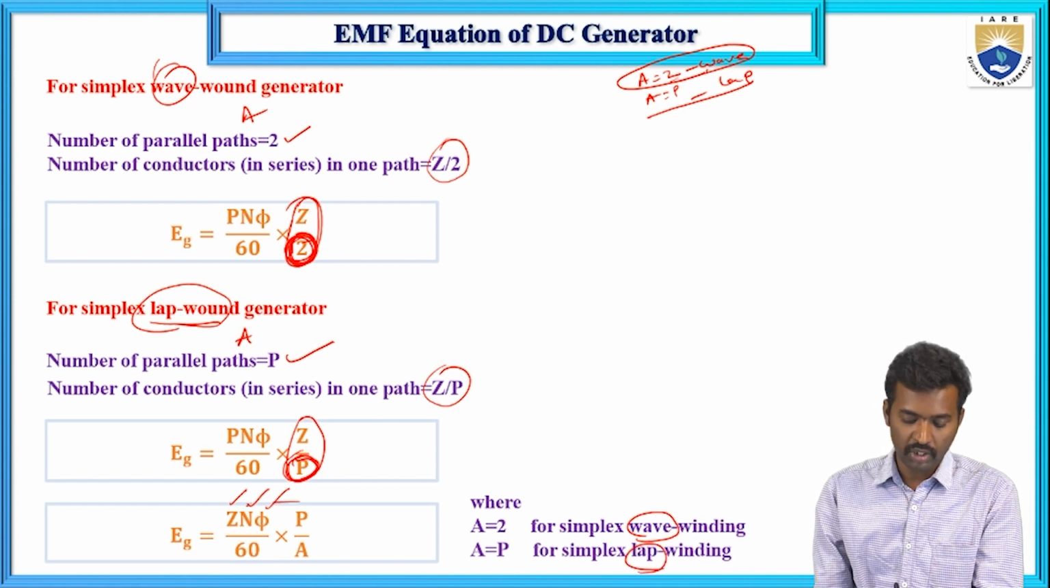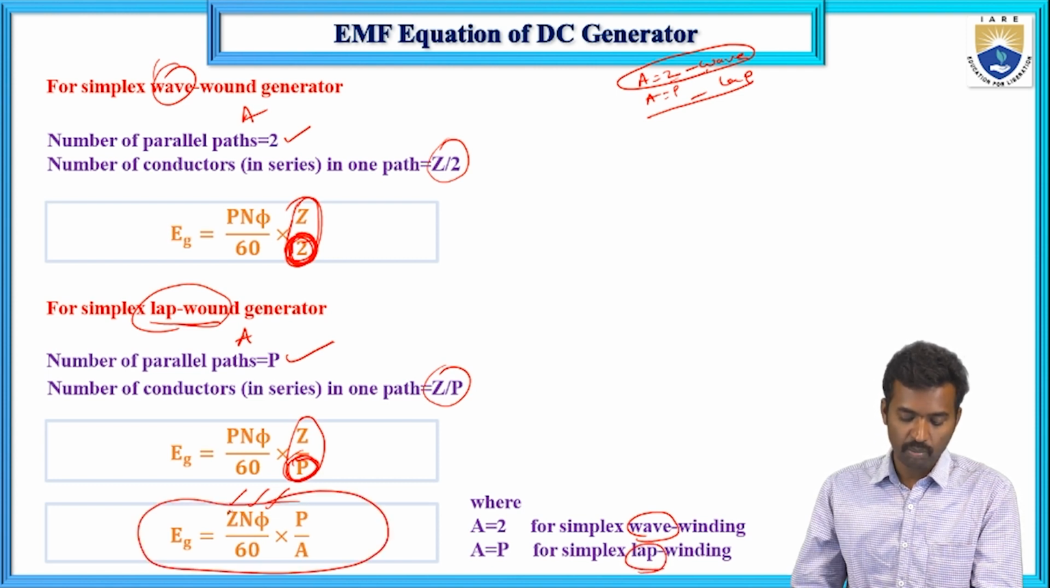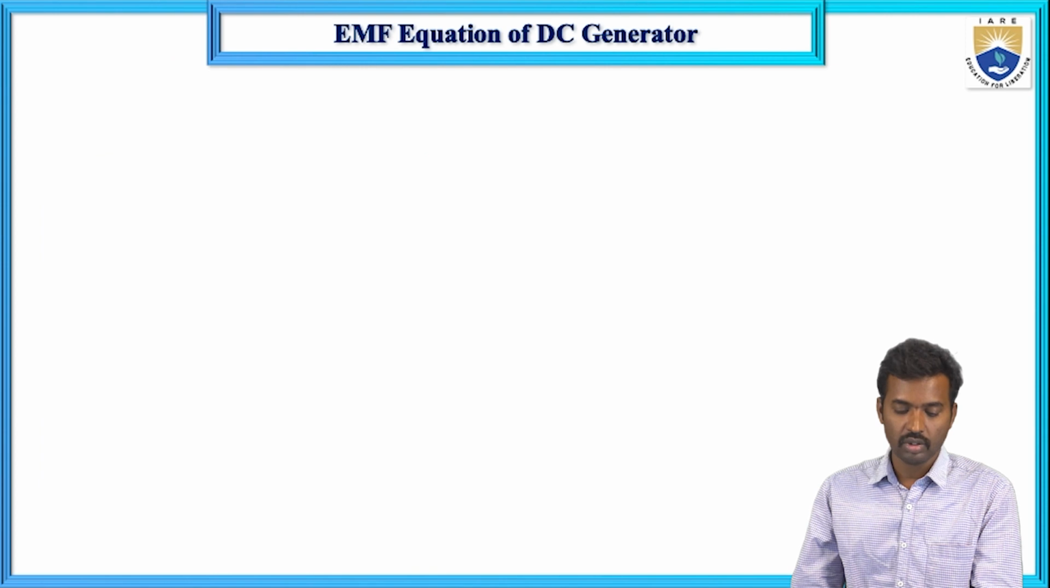So the most important formula, important from the examination point of view, is Eg equals Z N φ by 60 into P by A. Now let us take some related problems.